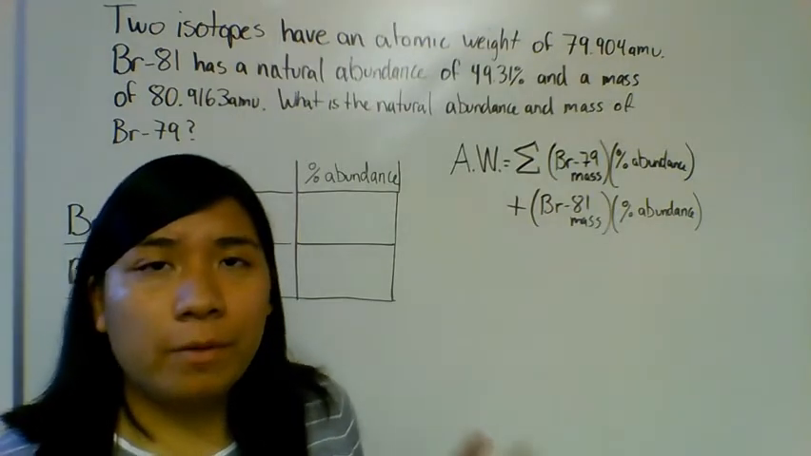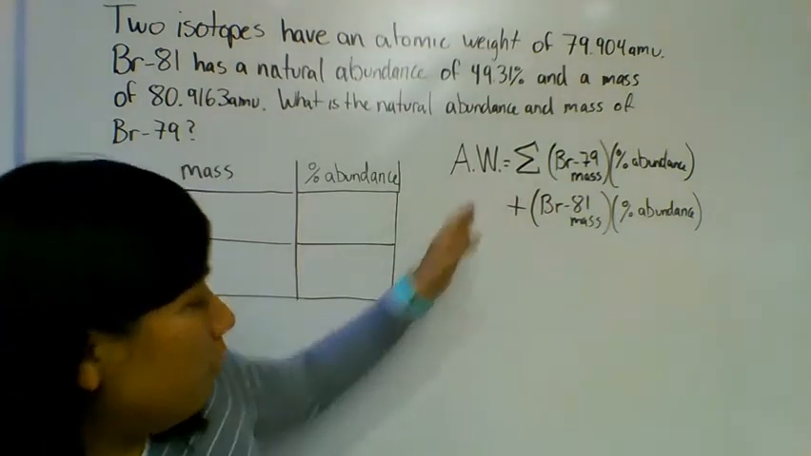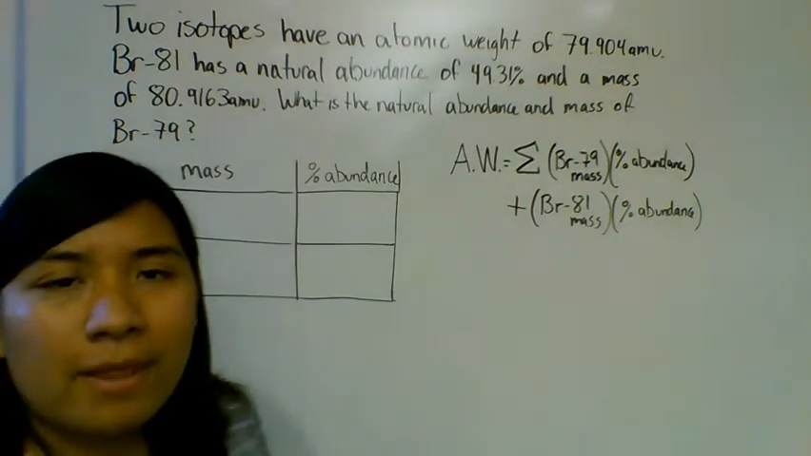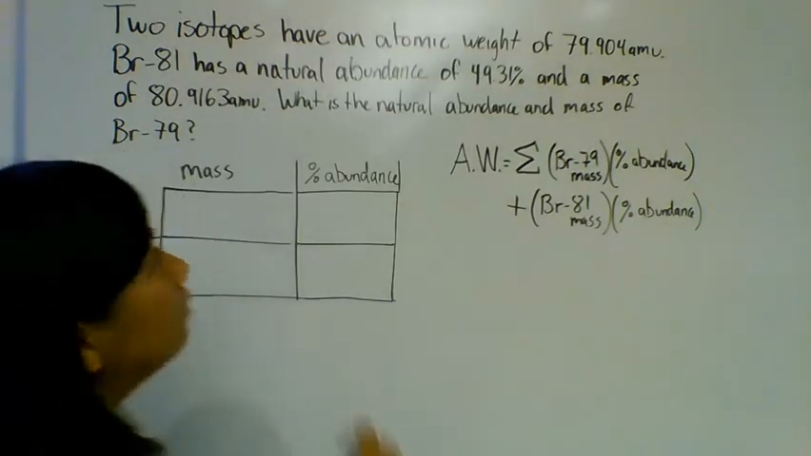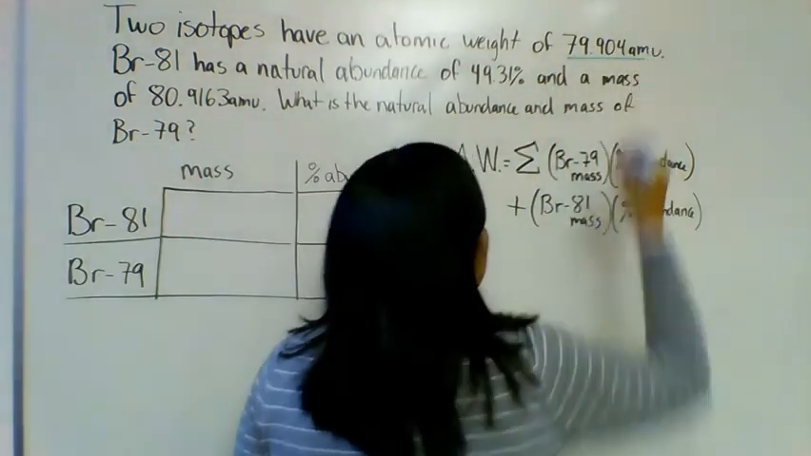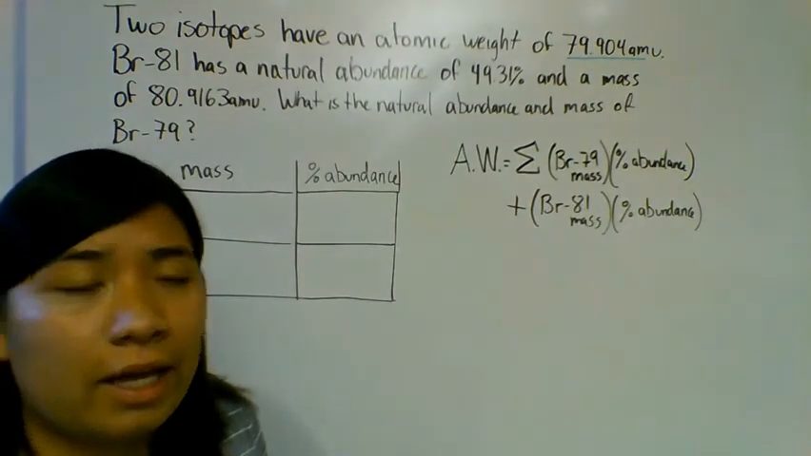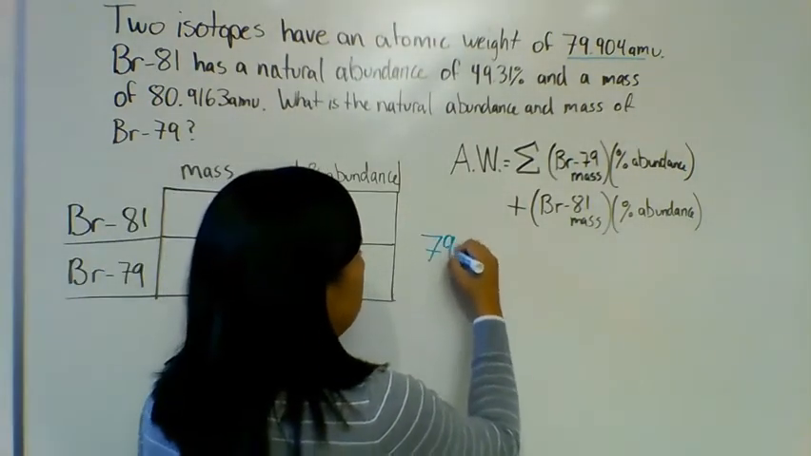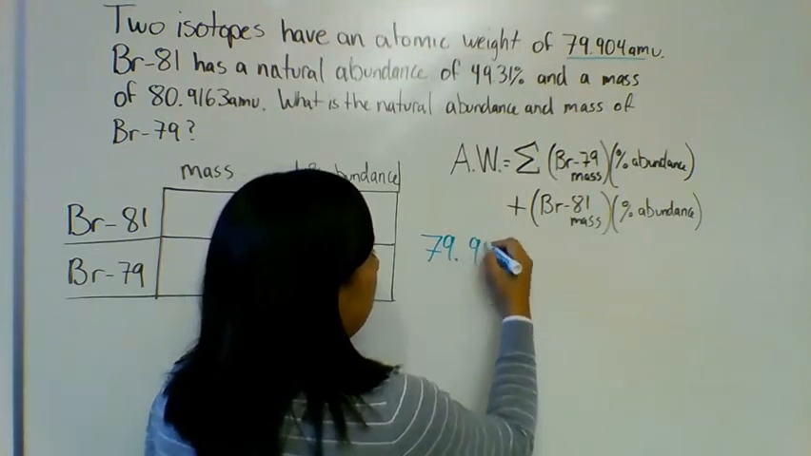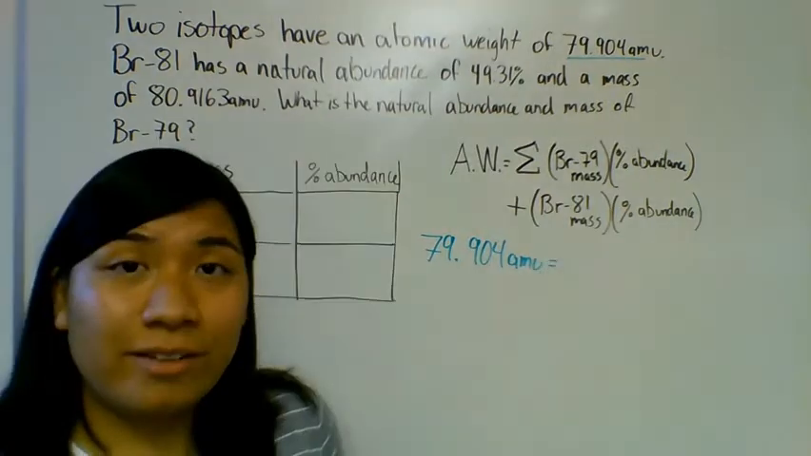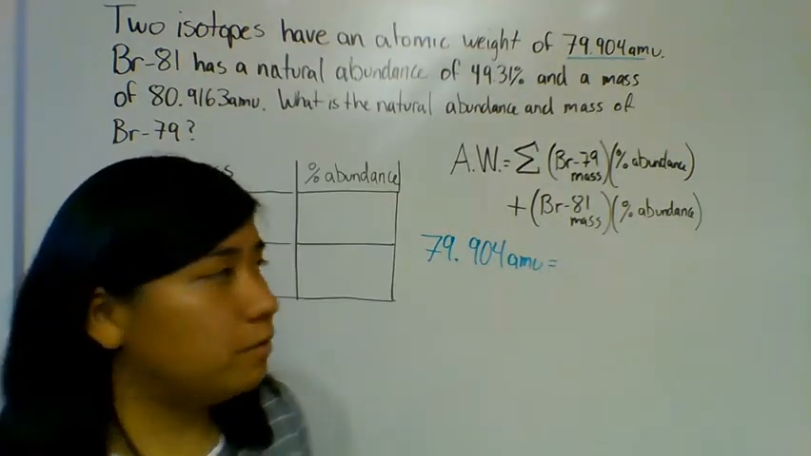Now, from the problem, we are given atomic weight, so I can go ahead and substitute that. I'm going to do it in another color. I know that the atomic weight was given, and it was 79.904 AMU. I'm going to put that for my atomic weight, 79.904 AMU. And now let's look at the other variables that we need to solve for this.